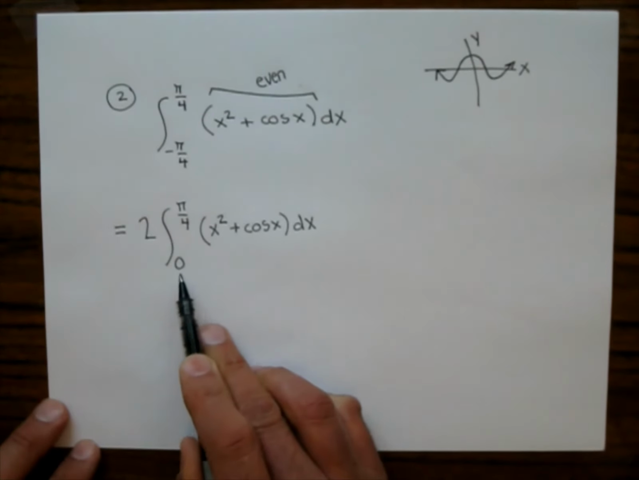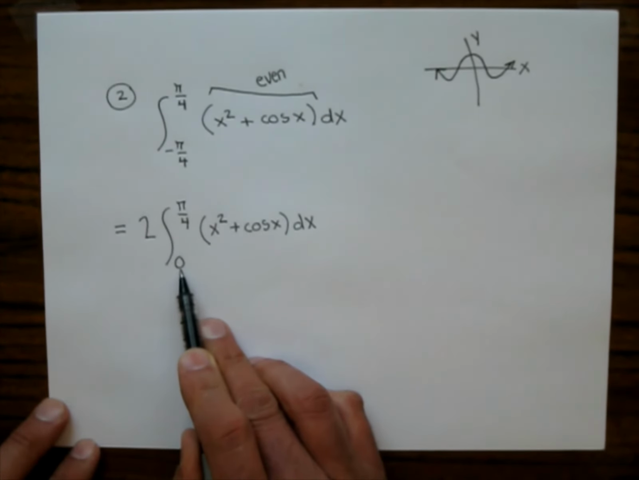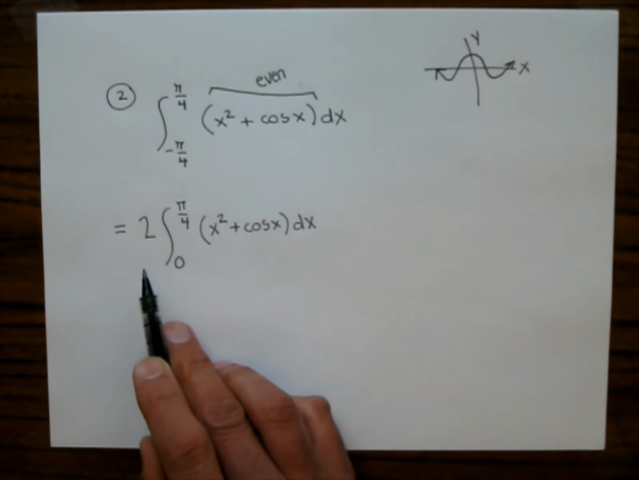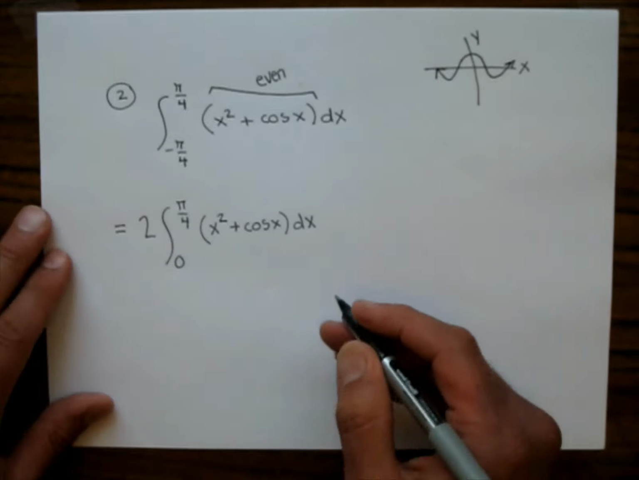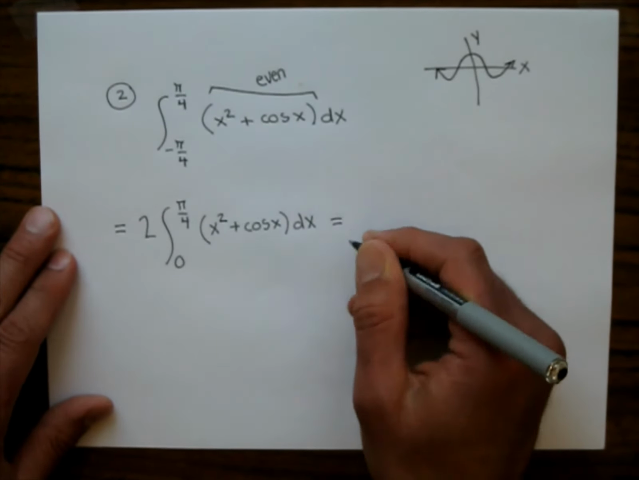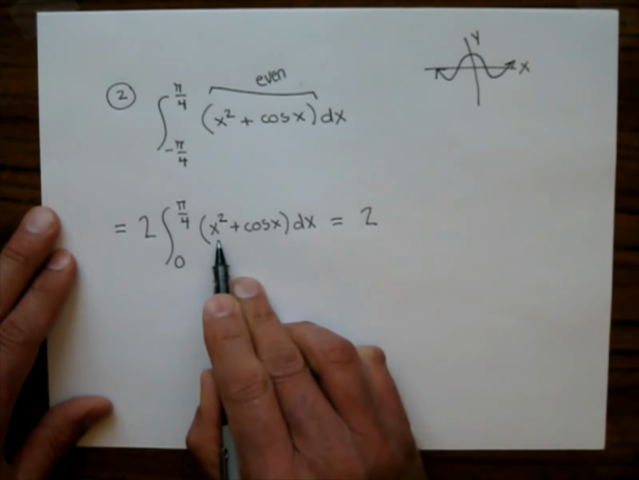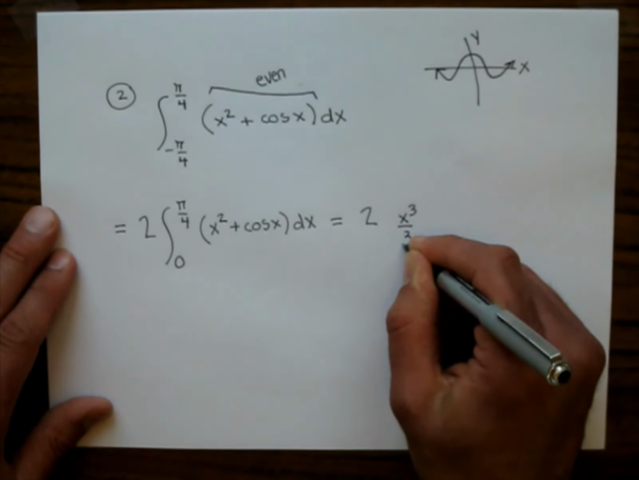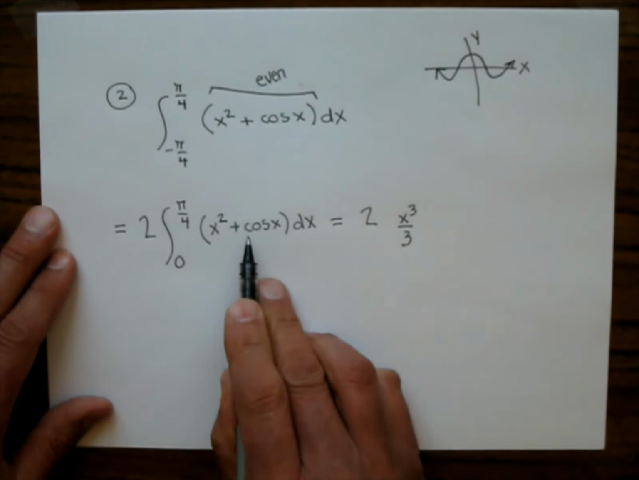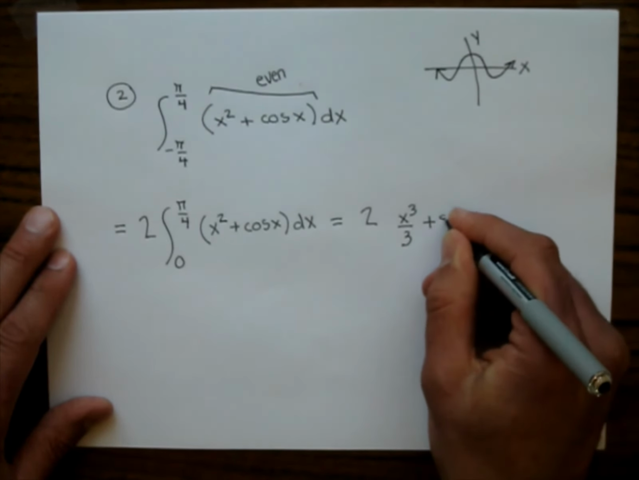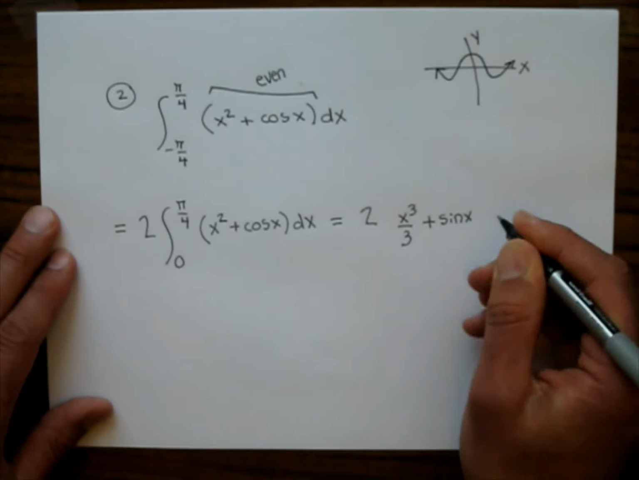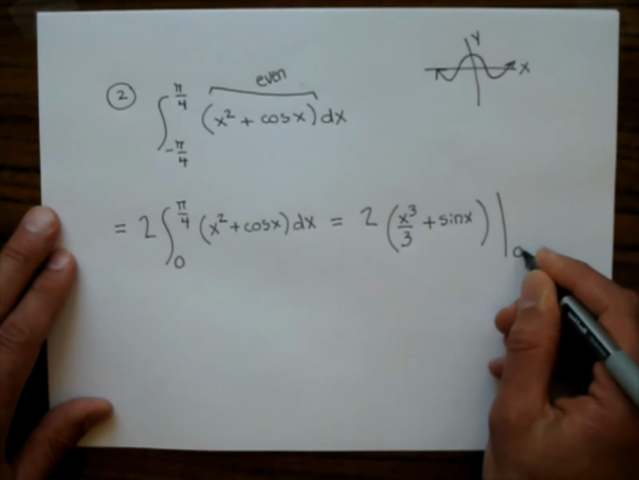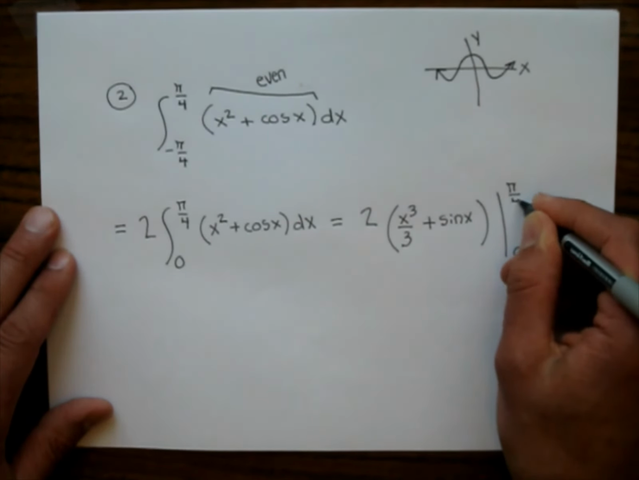And now it makes it a little easier because we have a 0 there instead of a negative pi fourths, and we have the 2 out there because we're going to multiply that by 2. So let's go ahead and crank out this integral. We have 2 times the antiderivative of x squared, which is x cubed over 3, and the antiderivative of the cosine of x is the sine of x. And so we have this. We're evaluating it from 0 to pi over 4.